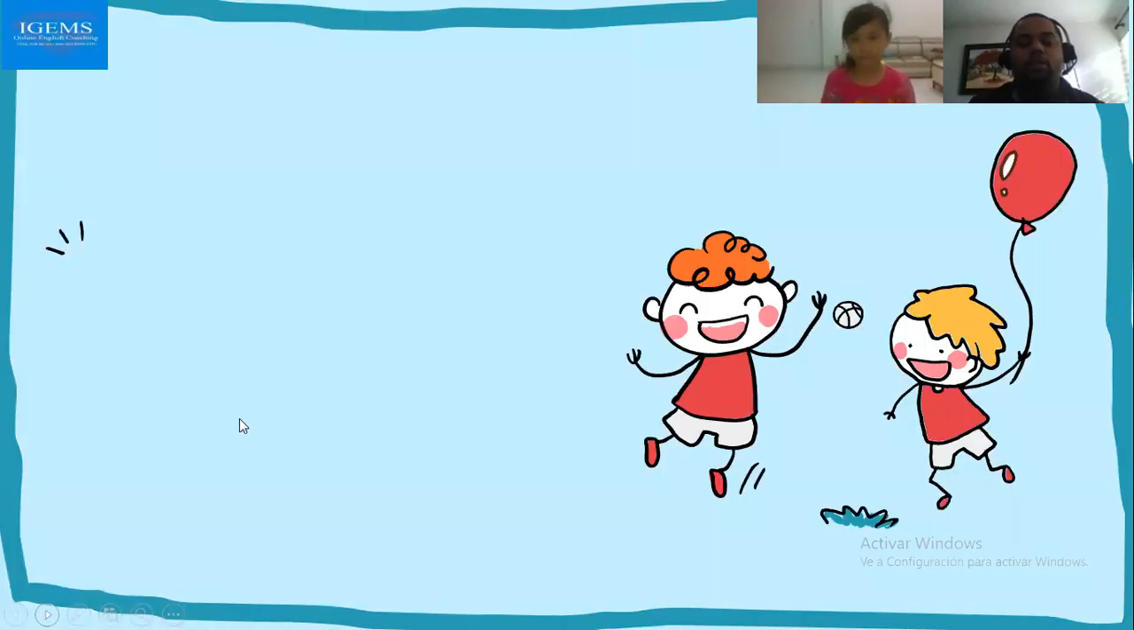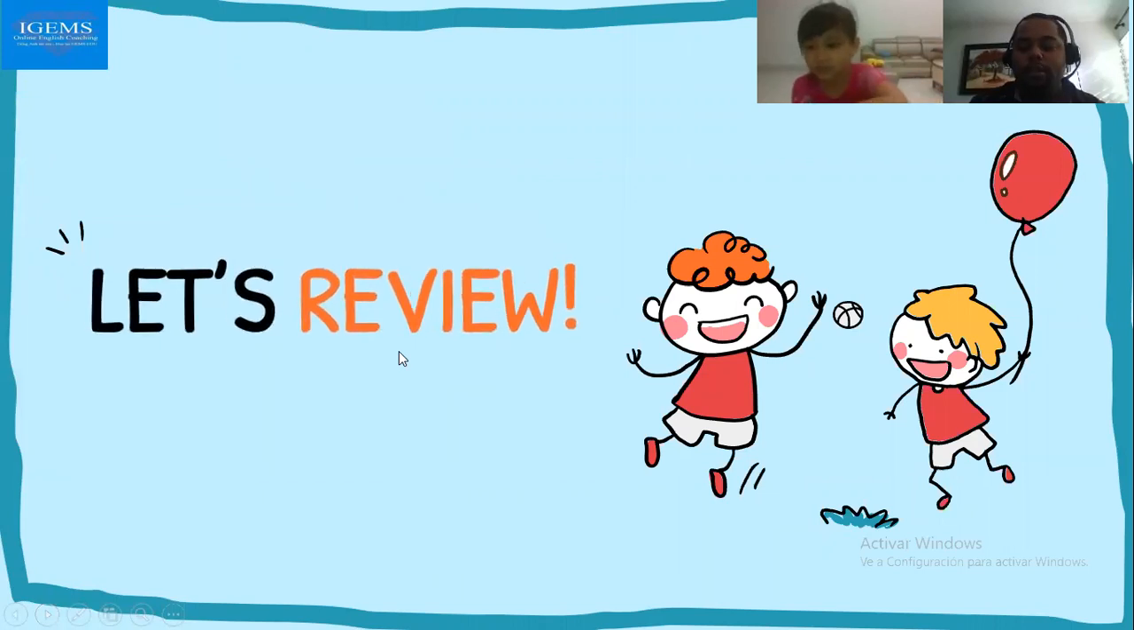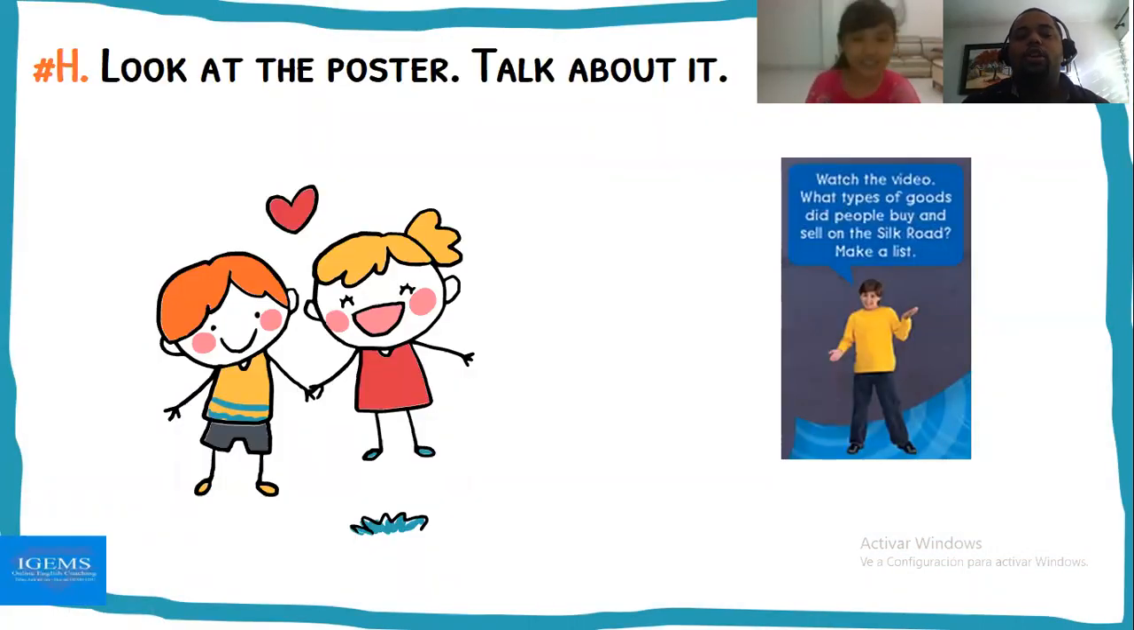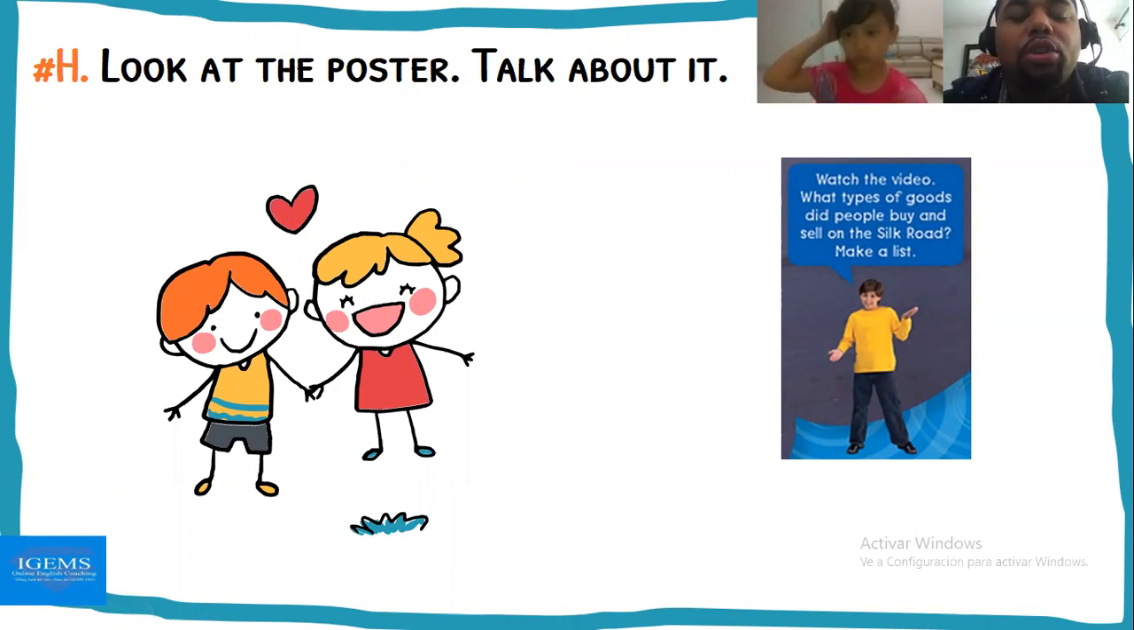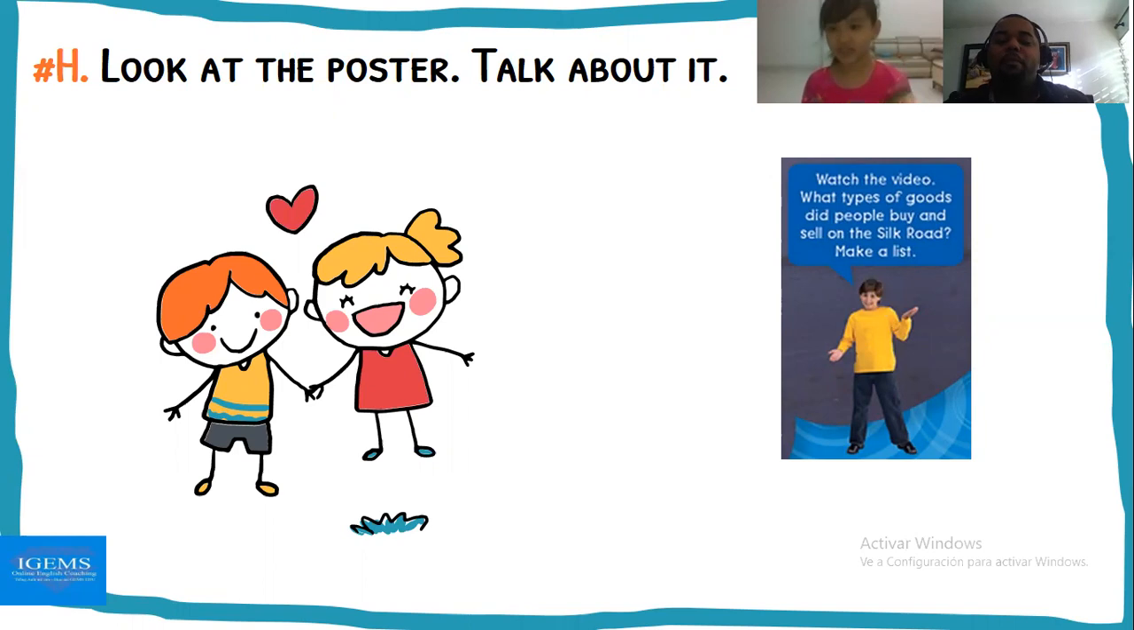Okay, so let's go ahead. So when you see the poster, what do you think about that? For example, like the indication. What do you think about this child? I don't know, but I think he wants to make a list and learn about what type of goods people bought and sold on the Silk Road. Yeah, maybe. That could be a nice answer. Maybe they want us to talk about that.